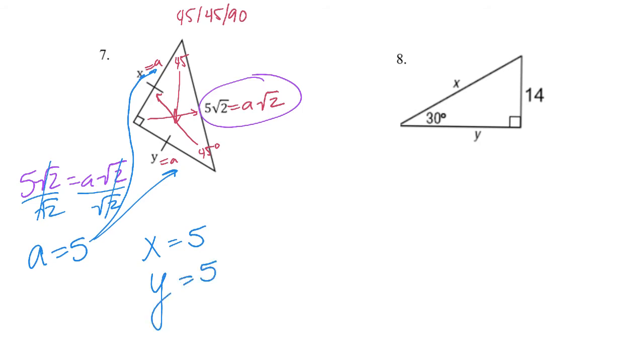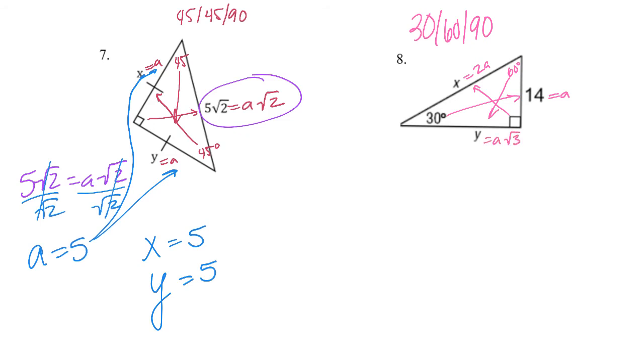All right, looking at number 8. This is going to be a 30, 60, 90. And we have the 30 on the bottom, so then the 60 is on the top. So then across from the 30 is A. Across from the 90 is 2A. And across from the 60 is A root 3.